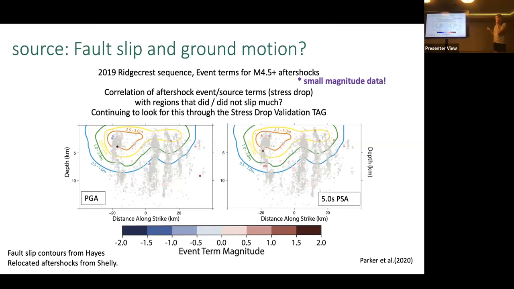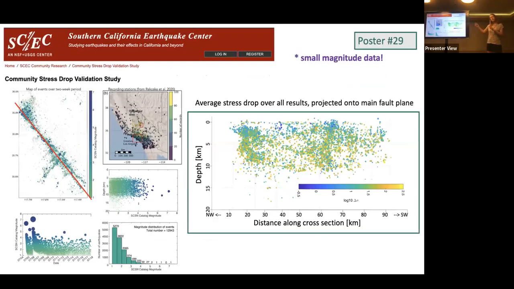So we're also trying to answer these kinds of questions with our stress drop validation group that Gail mentioned. So here's just a little plug for that. And this is poster 29, you can check that out too. And we are using a lot of small magnitude data. We distributed data down to magnitude 1. We're not really looking at the magnitude 1s, but maybe 2 or 2.5. And this is just a really rough projection of all the data we've collected so far from everyone who's contributed. A lot of people in this room have contributed, so thank you.